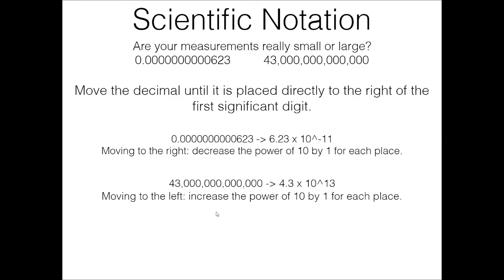When you move to the left, you have to increase the power of 10 by 1 for each place you move. I had to move 13 places to the left. So I write 4.3 times 10 to the 13. When I actually compute this in the calculator, it will produce me the standard number. So it's another way to write the same number.